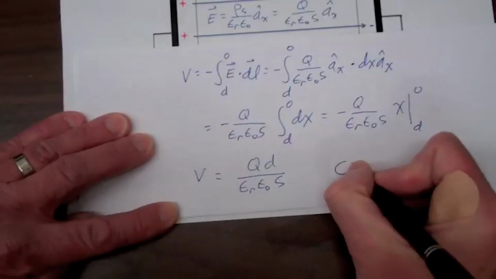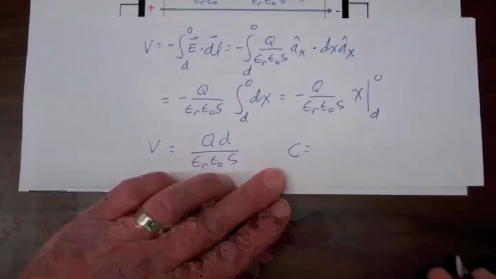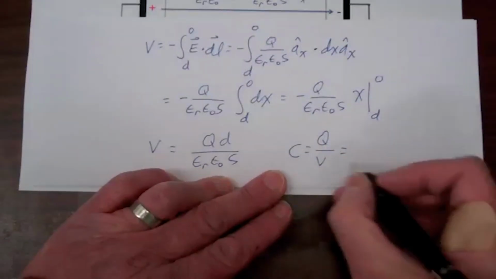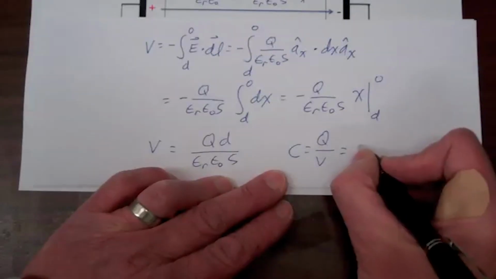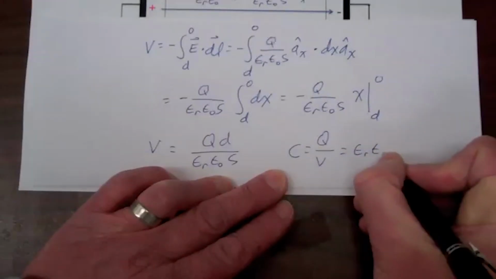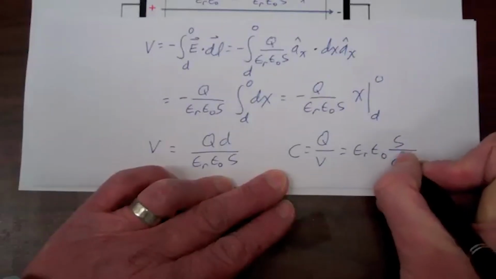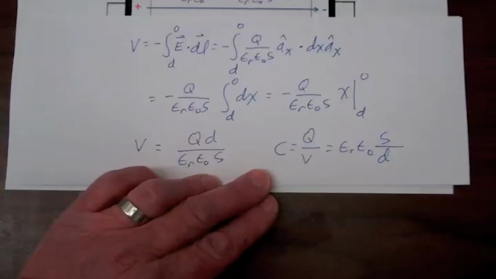And the capacitance is the charge over the voltage. So in this case, the capacitance for a parallel plate capacitor is epsilon sub r epsilon sub 0 times S, the area of our plates, over d, the spacing between the plates.